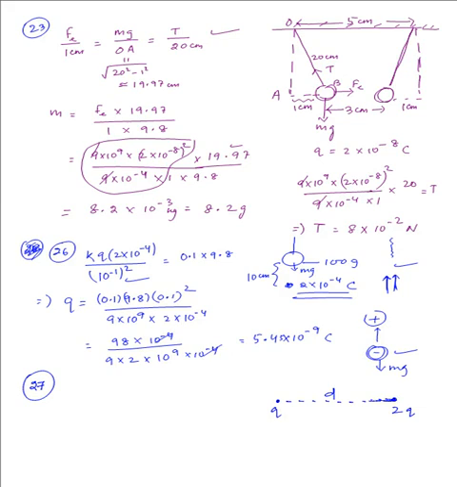Now they need to be balanced, so we need to balance them in the first place by placing a third charge, and they have to be balanced electrostatically because friction is out of the question over here. So the electrostatic force is the balancing force for a third charge. Now these are the charges A and B.